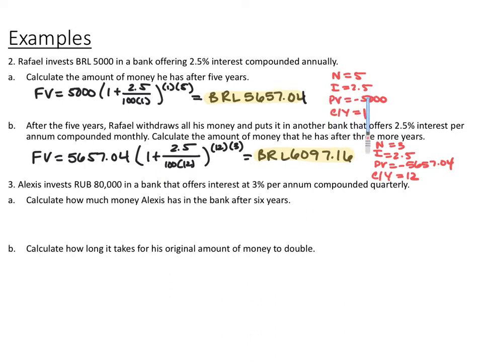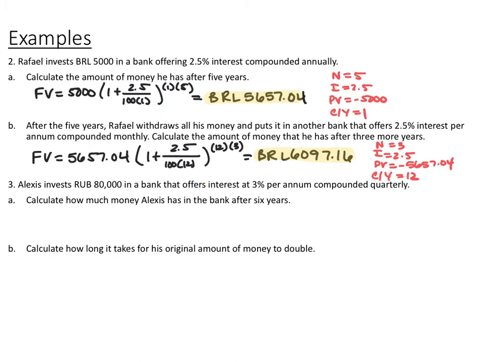Also, if you use the TVM solver, N for the first part would be 5, I would be 2.5, PV would be negative 5,000, and C/Y would be 1. Highlight the future value, hit alpha enter, and it should give you this value. And then for the second part, part B, N would be 3, I would still be 2.5, PV would be negative 5,657.04, C/Y would be 12, and then go to future value and hit alpha enter. And also on the IB exam, this is an acceptable version of your work. It's equivalent to writing out this.